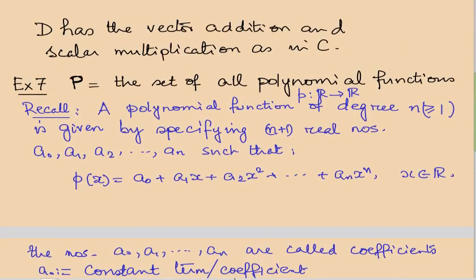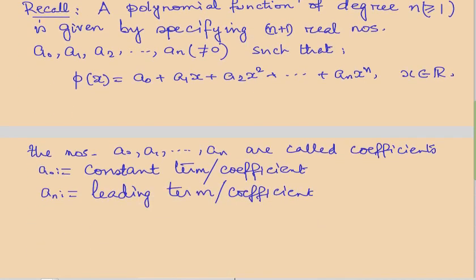And over here there is a restriction. An shouldn't be 0, and n is said to be the degree of the polynomial.